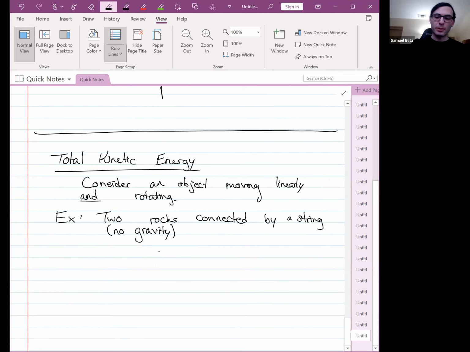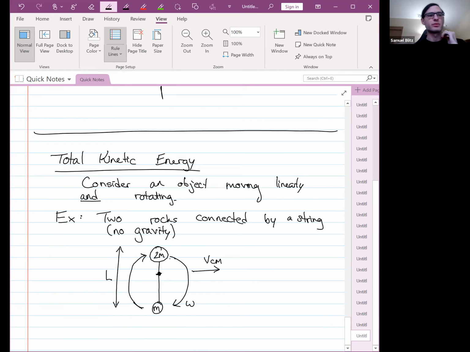So the picture that we have is maybe we have one rock of mass 2m connected by a string to another ball of mass m. The whole thing is rotating at some angular velocity, call it omega. And then the center of mass, which would be about a third of the way away from 2m, you guys can figure that out fairly straightforwardly. The center of mass is moving with some speed v cm, right? And let's say that this length here is L, just so then we have some notation.